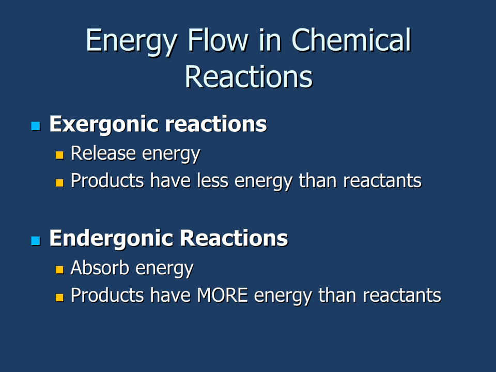On the other hand, endergonic reactions absorb energy. They produce products that have more energy than the reactants. So the opposite, for example, of cellular respiration would be when plants absorb carbon dioxide and they use sunlight to basically reduce that carbon dioxide into glucose. And that would be an example of an anabolic or endergonic reaction. Remember, endergonic means it needs energy or absorbs energy.